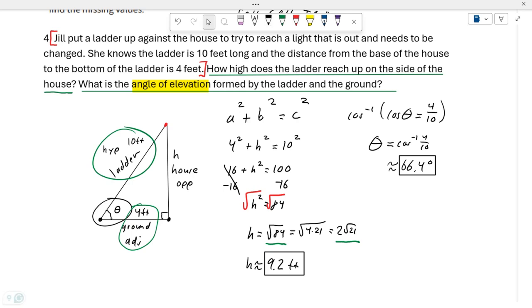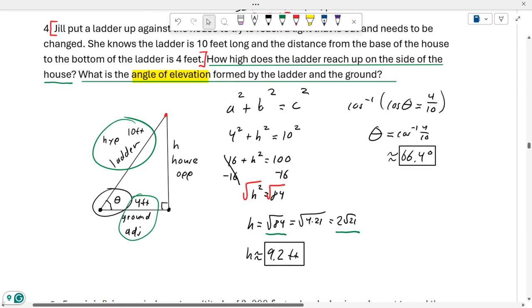Now, if I were really being an excellent homework helper video maker guy, I would actually write out the answers to the questions in full sentences. So it says, how high does the ladder reach up on the side of the house? I would write, the ladder reaches up 9.2 feet up the house. And what's the angle of elevation formed by the ladder on the ground? The angle of elevation formed by the ladder on the ground is 66.4 degrees.